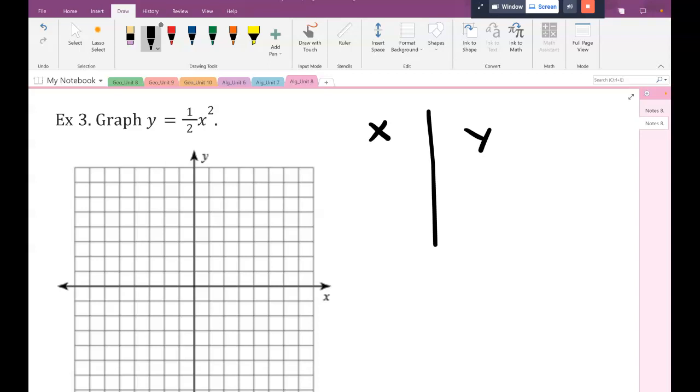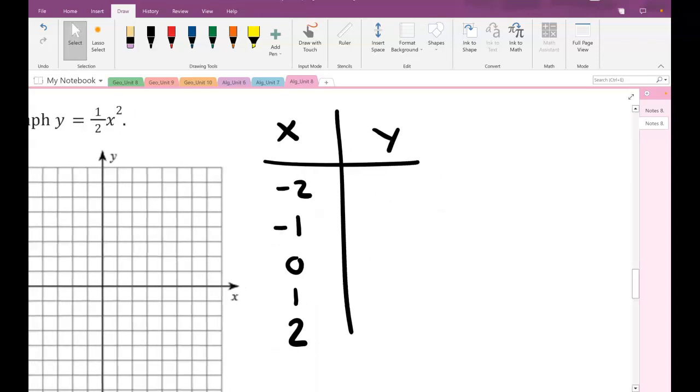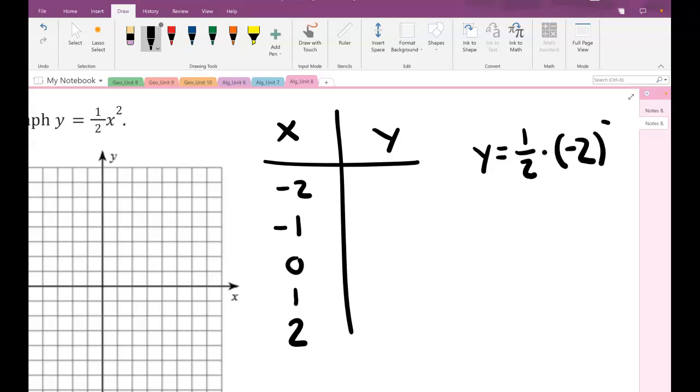So make our table x comma y. We have -2, -1, 0, 1, 2. And we work with our inputs to get our outputs. 1/2 times (-2) squared. That's 1/2 times 4. So multiplying something by 1/2 is like dividing by 2. So this will give us out 2.